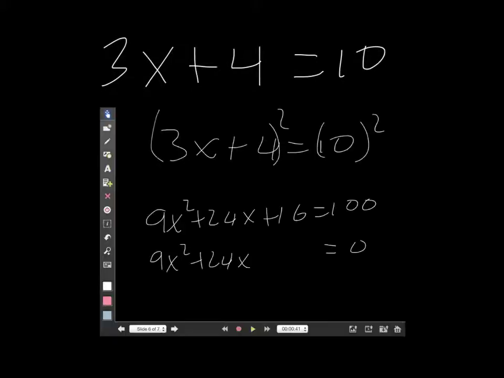Hey, this is me, Alex, and I decided to solve the equation 3x plus 4 equals 10 by squaring both sides of the equation and working with the quadratic. Let me add a screenshot of how I did this problem. So here I have a screenshot image of how I was able to go from here to here and square both sides. When I did that, I got this answer.